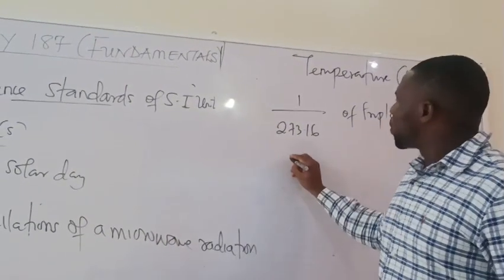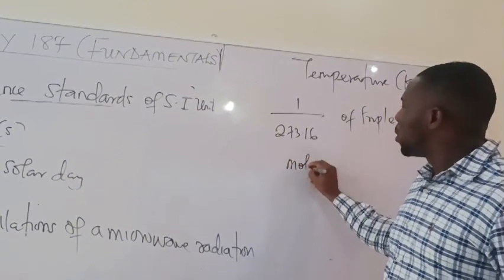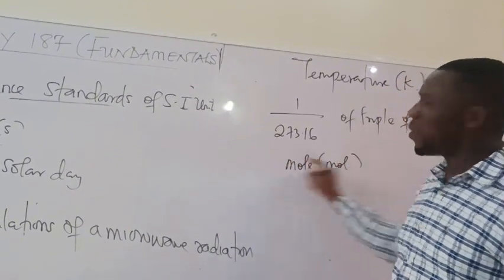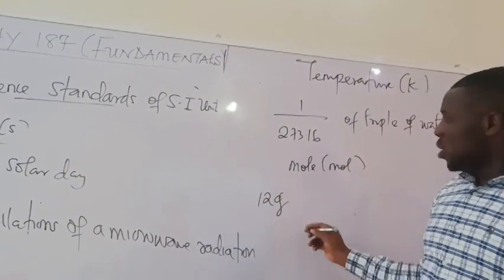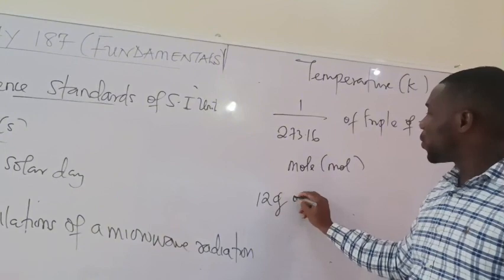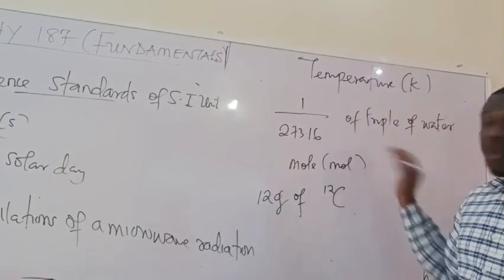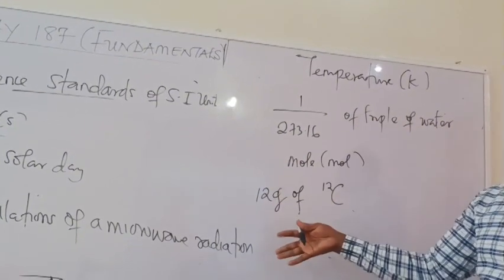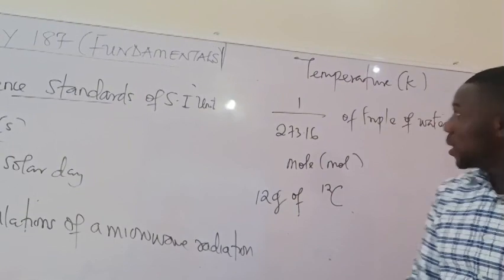And of course, the amount of substance, that's the mole, was defined in terms of its reference standard as exactly the amount of atoms you could get in 12 grams of carbon-12, roughly. This is how a mole was defined. So you take 12 grams of carbon-12, and you count the number of atoms. That's how a mole was defined.